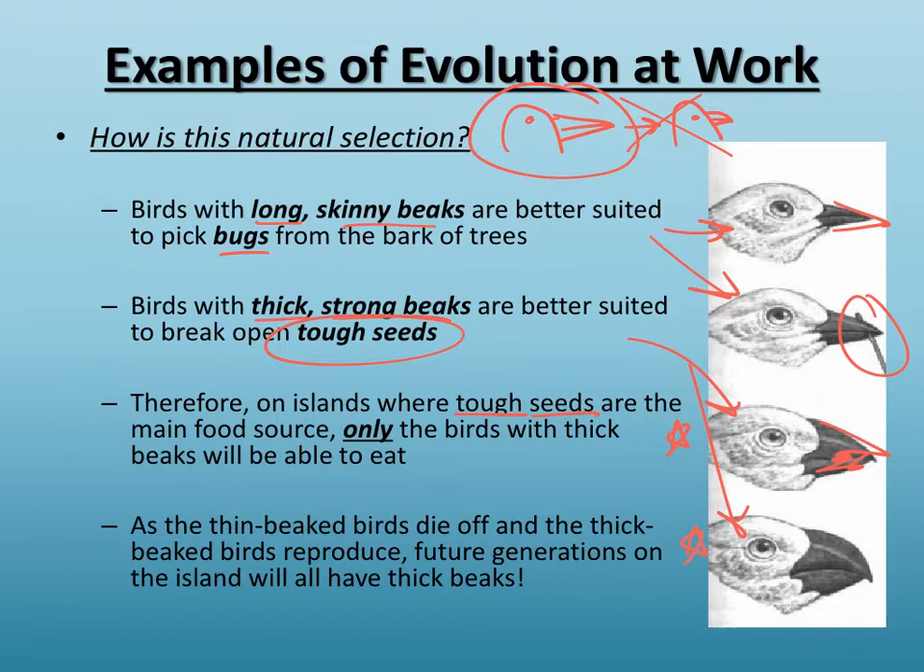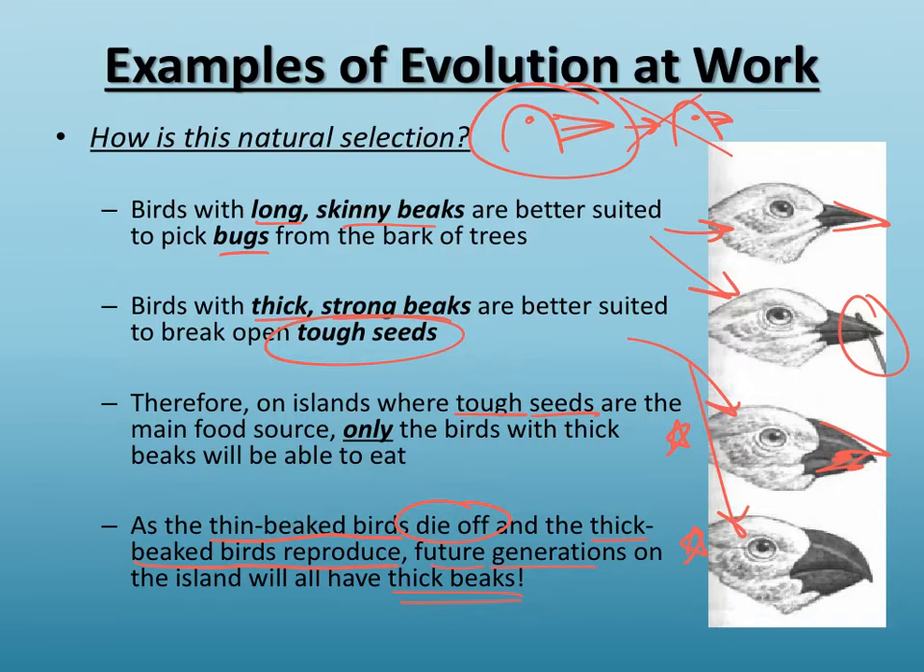So, on an island where tough seeds are the main food, only these two birds will survive better. And on that same island, the thin-beaked birds cannot break open seeds. They don't eat, so they die off. And the thick-beaked birds are the only ones that reproduce. And if you think about that, when these thick-beaked birds reproduce, their future generations are going to have thick beaks.